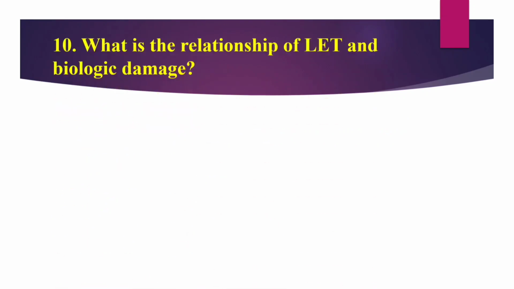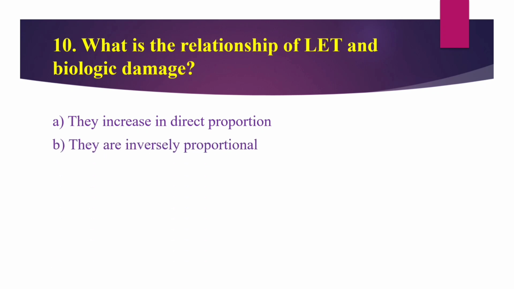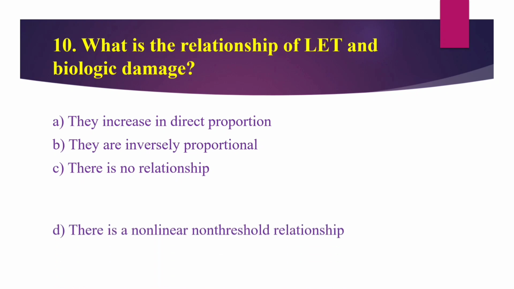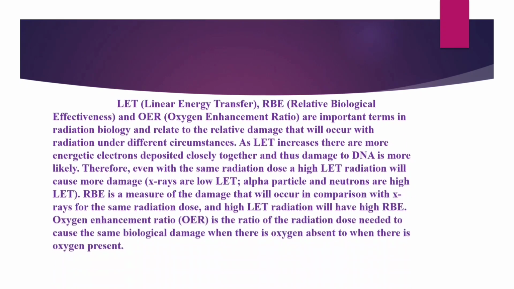Moving on to question number 10. What is the relationship of LET and biologic damage? Option A, they increase in direct proportion. Option B, they are inversely proportional. Option C, there is no relationship. And option D, there is a non-linear, non-threshold relationship. The answer is option A. They increase in direct proportion. Now let's see the explanation.